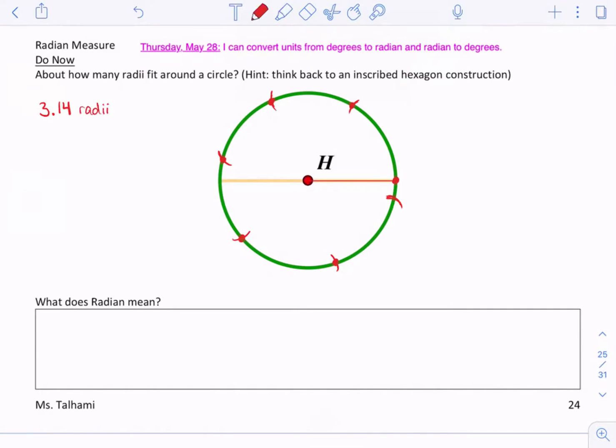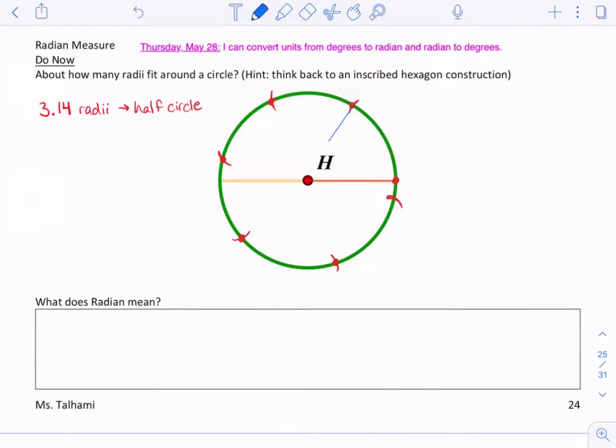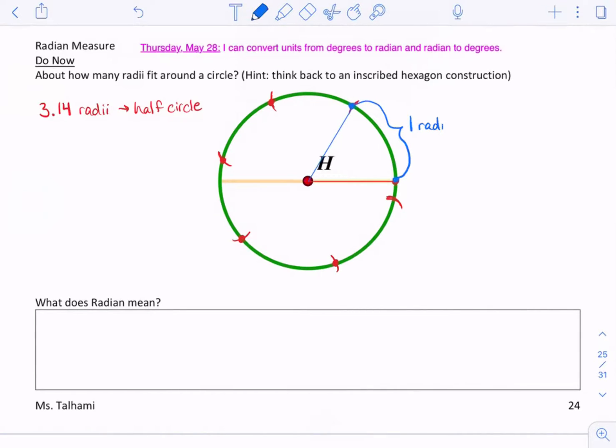Now that is going to help you convert from radian to degree and degree to radian, because radian measure comes from how many radii fit around the circle. So let me show you something. If I were to create a central angle using this first point, this was the measure of how many radii? 1. So this was 1 radius. Since this is 1 radius, the measure of this angle in radians is 1 radian.